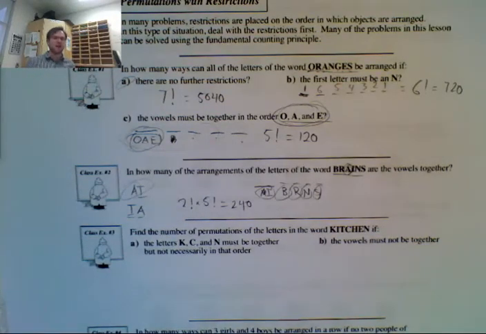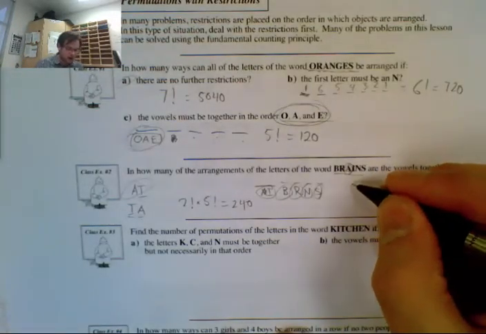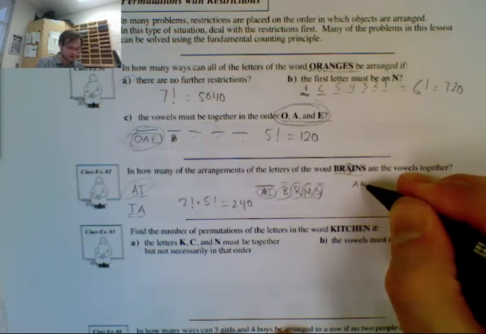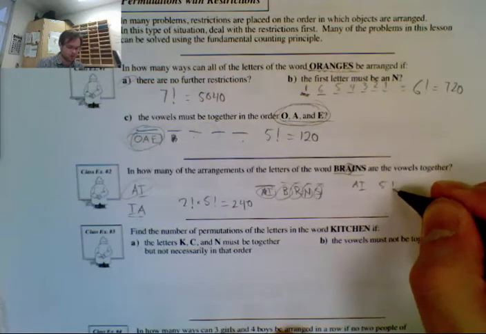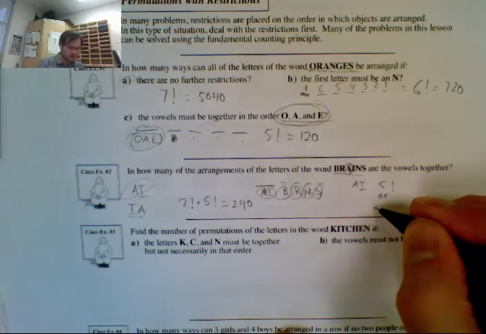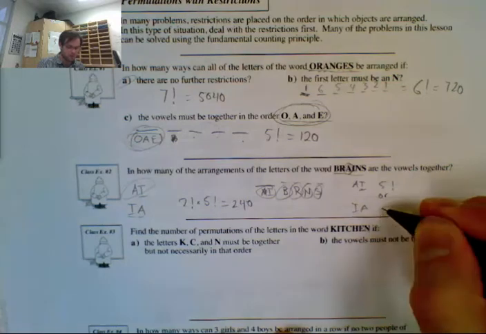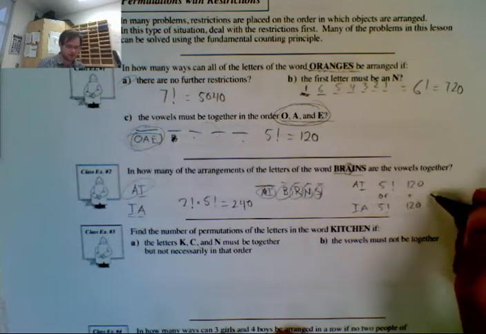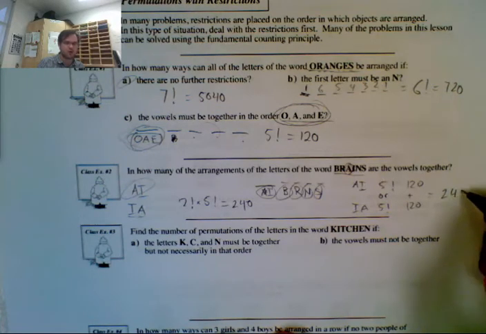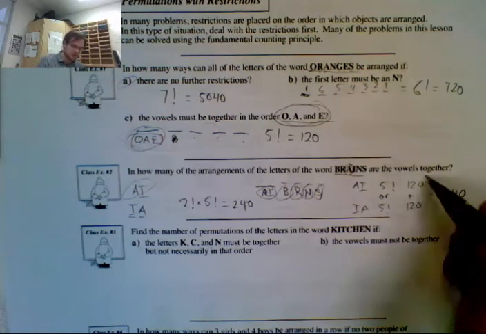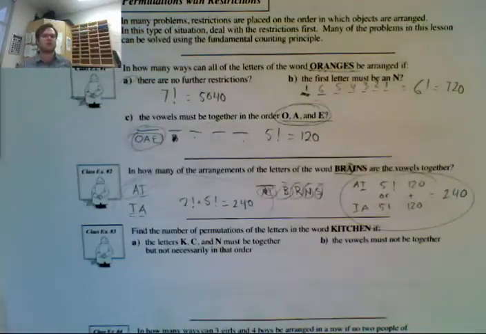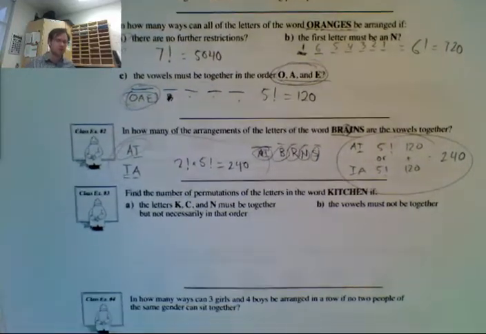Now another way of thinking about it is the way we did this before. We said we could go AI as 1, so we could do it with the AI, and that would be 5 factorial. Or we could do IA, which is 5 factorial, which is 120 plus 120, which gives me 240 as well. So that's the other way. This is the way we did it before, but now we're going to use more permutations and combinations and the factorial for that. Okay? All right.